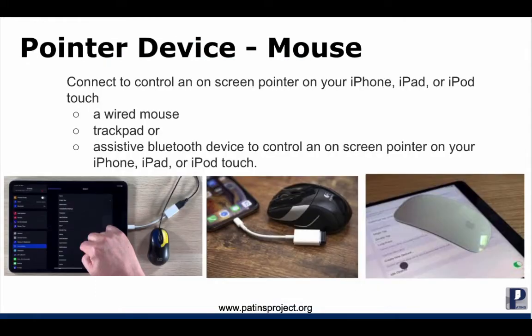I like this because it's an inexpensive way to try switch access by using a mouse with your iPad. So you can use a wired USB mouse, you can use a Bluetooth wireless mouse with a receiver, or you can use just a straight Bluetooth wireless mouse like the Apple mouse on the far right of the screen there.